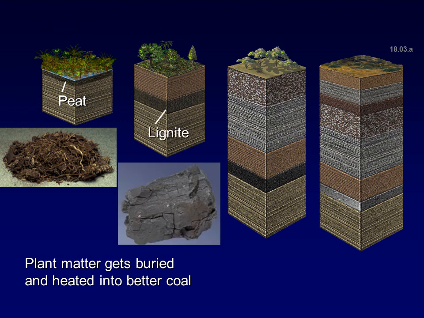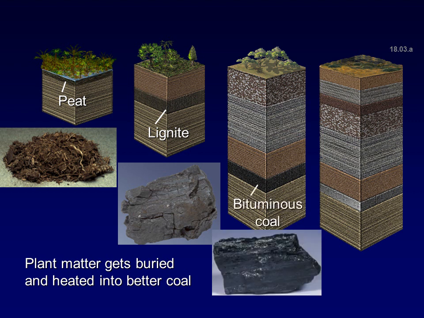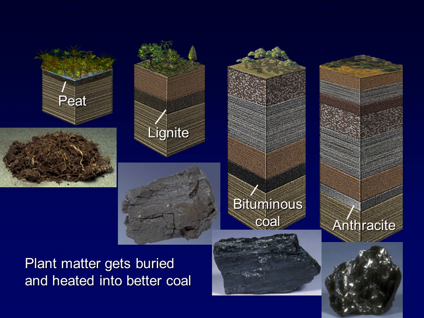The next grade is lignite. Lignite is a brown, not very dense coal. Next, as we continue increasing pressure and temperature on these deposits, we're getting better and better coal out of it. So the next one is bituminous coal. It's a black, fairly dense coal. And then the one that I mentioned already, anthracite, is black, dense, and shiny, and it has the most energy for the amount of material.